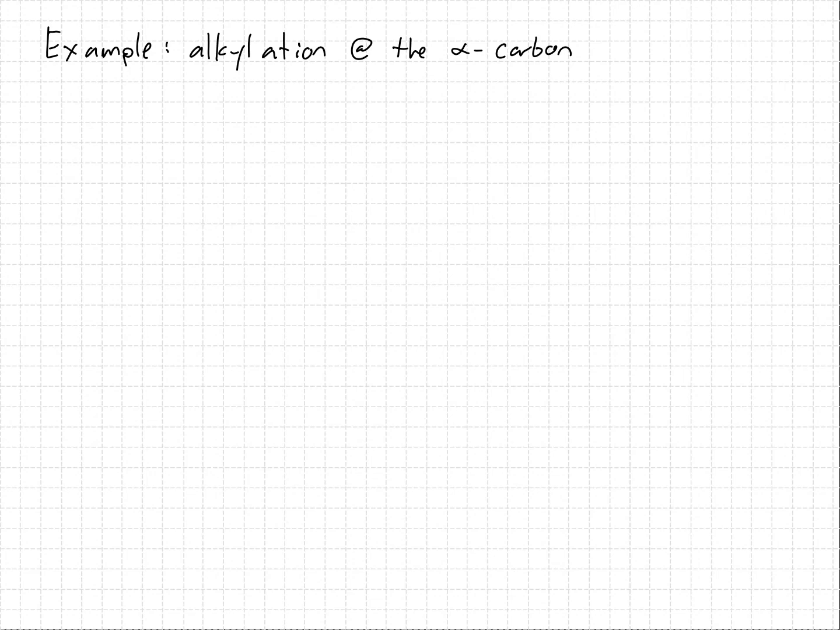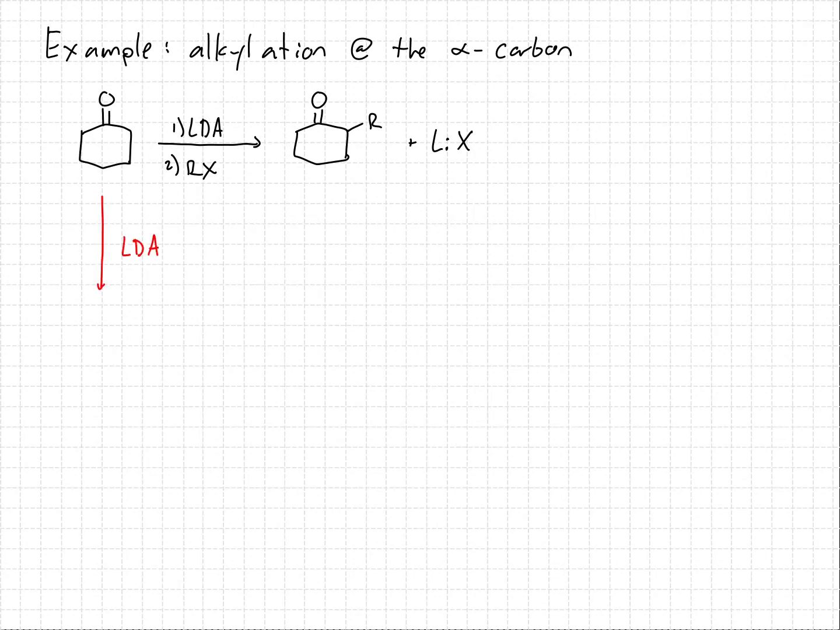So let's take a look at an example of why we would want to do this. One reaction that we can do with enolates is alkylation at the alpha carbon, forming a new carbon-carbon bond. In this case, I'm taking cyclohexanone, forming the enolate with LDA, and then adding a good electrophile, RX, to form a new carbon-carbon bond. This reaction proceeds in 2 stages.